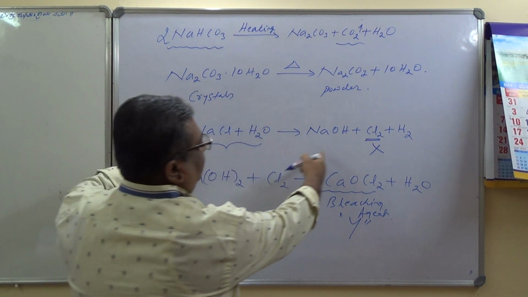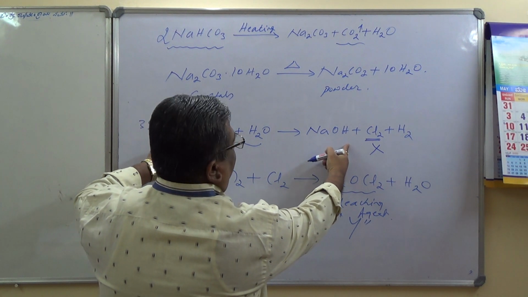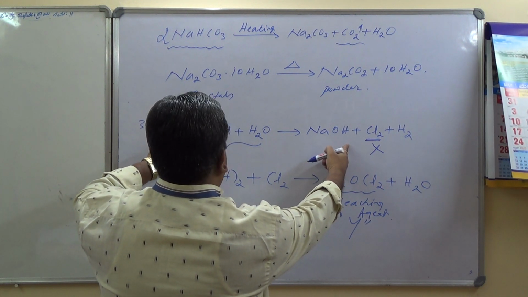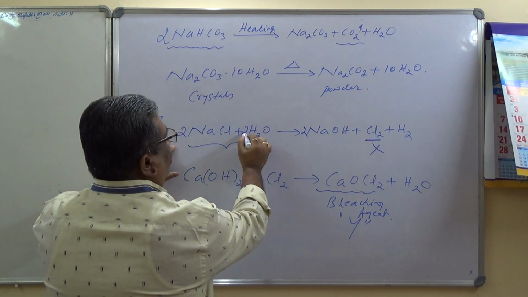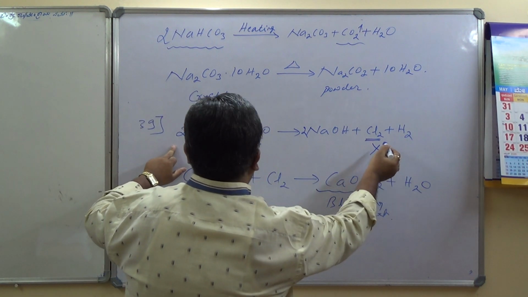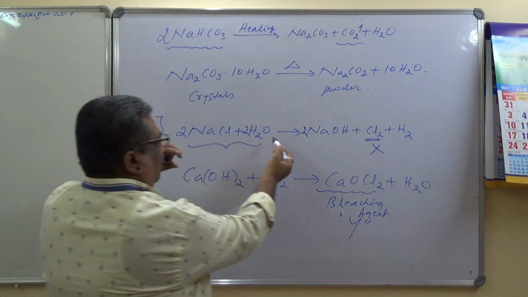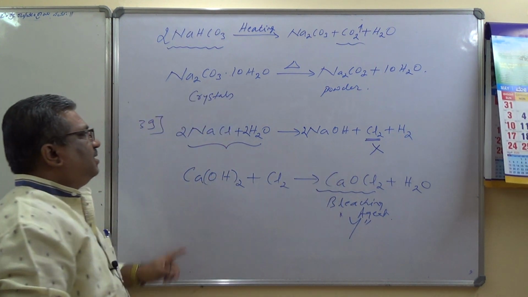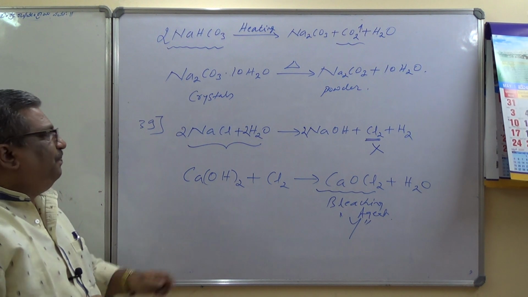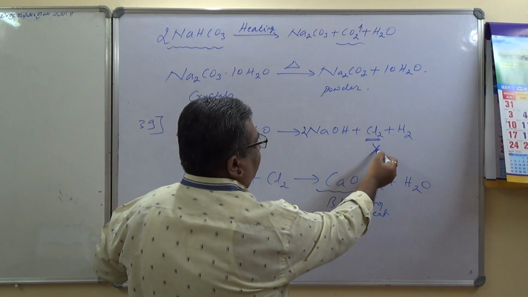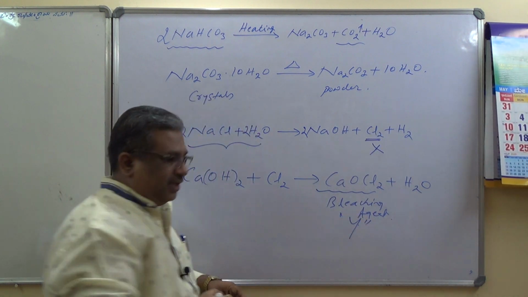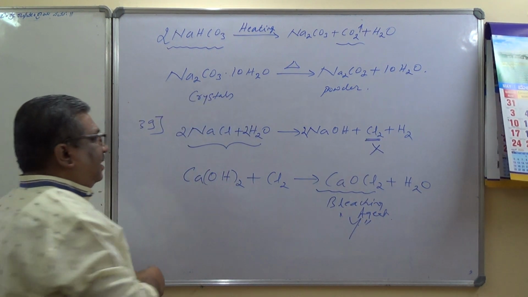Let us try to balance this. 2 NaCl plus 2 H2O gives 2 NaOH plus Cl2 plus H2. It is balanced. This is how it is. So remember, these are the two chemical reactions. Identification: X is the chlorine gas and Y is the bleaching agent. So can we go to the next question now? Yeah.